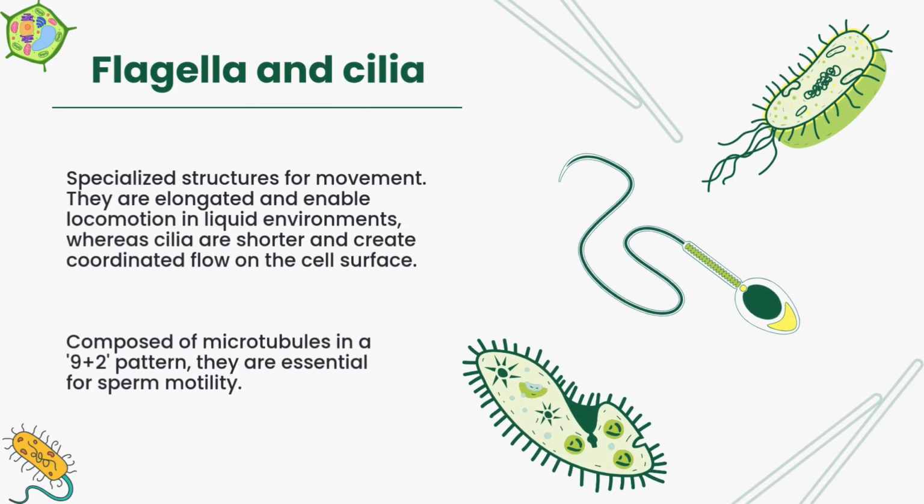Then you have your flagella and cilia. These are specialized structures for movement. Flagella are elongated and enable locomotion in liquid environments, whereas cilia are shorter and create coordinated flow on the cell surface. They are usually composed of microtubules in a 9 plus 2 pattern. They are essential for sperm motility.